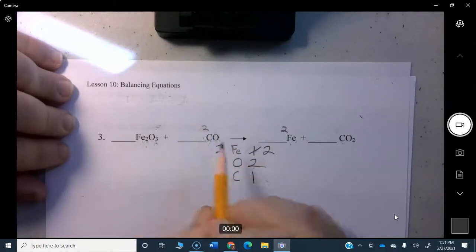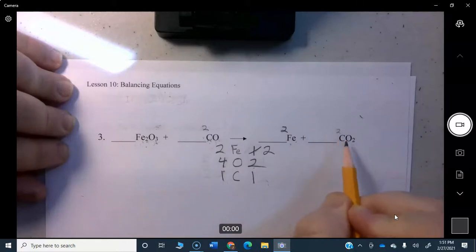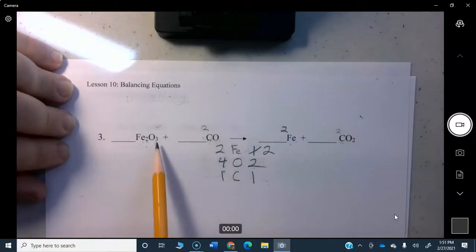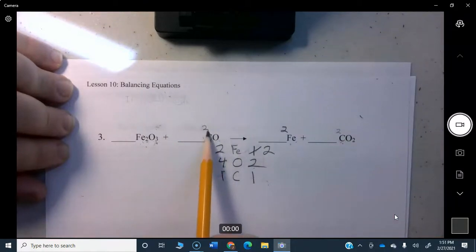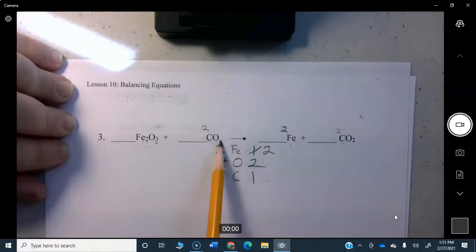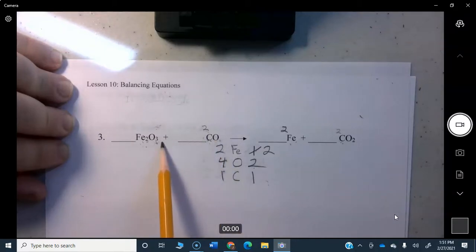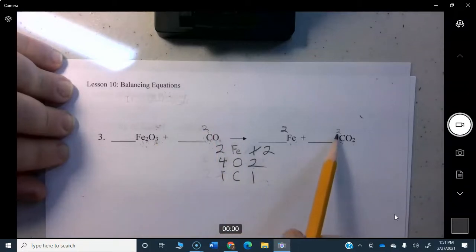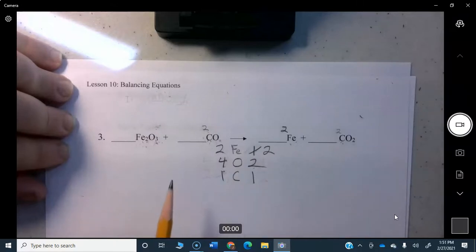If I put a 2 there, this has to be a 2. Again, because we got to keep the carbons in balance. Okay, so how many oxygen do we have on the left side of the arrow? We have 3. And then there's 2 times 1 is 2, plus 3 is 5. So we have 5 on the left side. Over here we have 2 times 2 is 4. That's not in balance. That's not going to work.